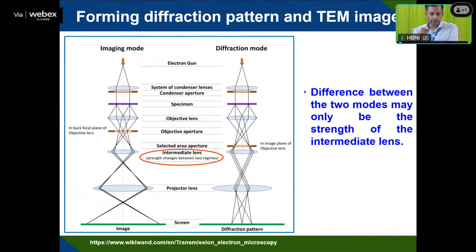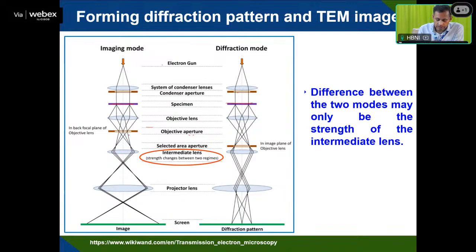You see what the basic difference is between imaging and diffraction. In both cases the electron beam is produced from the electron gun and passes through the condenser lenses. Then it goes to the specimen. In both cases you have a specimen. After the specimen, the electron beam is transmitted, and then it goes through the objective lens and the objective aperture, and passes through the different lenses to create the image.